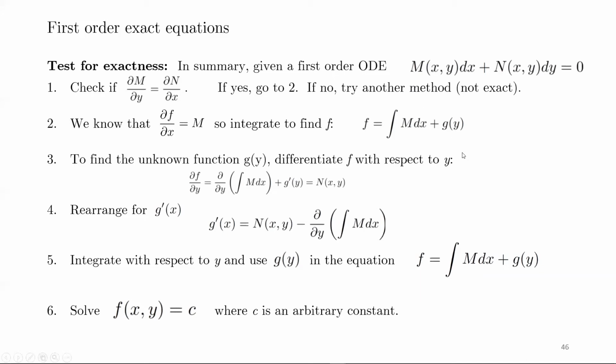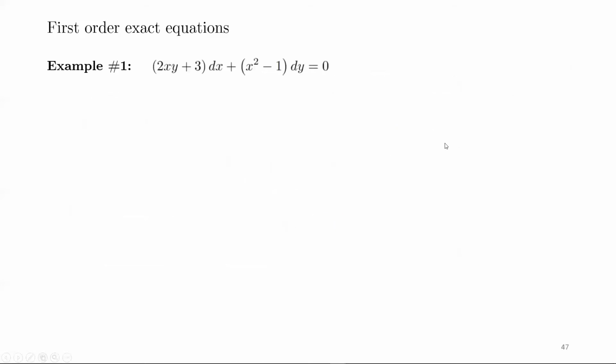Okay, so let's look at some examples, because I think that's the only thing that's going to clarify what we've just been talking about. So we're given this differential equation, 2xy plus 3 times dx plus x squared minus 1 times dy equals 0. And we want to know, firstly, is this an exact equation? So let's identify our functions m and n. m is the stuff that's multiplying the differential dx, so m is 2xy plus 3. n is the stuff that's multiplying the differential dy, so n is x squared minus 1, as I've written here.